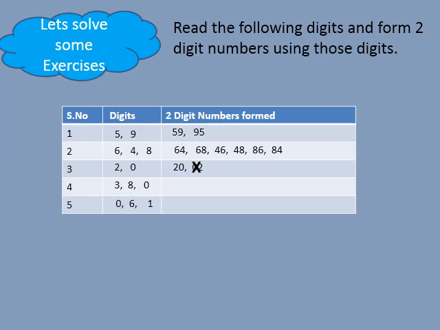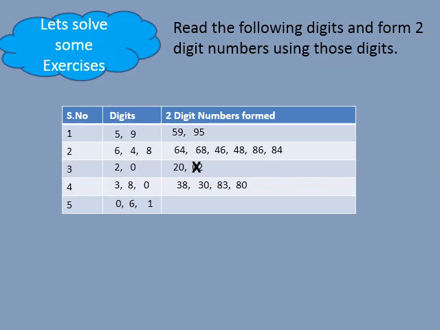Now the next three digits given to us are 3, 8 and 0. Similarly, we will make the numbers as 3 in the tens place and 8 in the units place, 38. Then 3 in the tens place and 0 in the units place is 30. Then we can form 8 in the tens place, 3 in the units place as 83, and 8 in the tens place and 0 in the units place as 80.